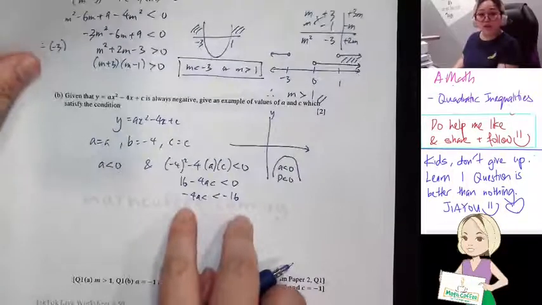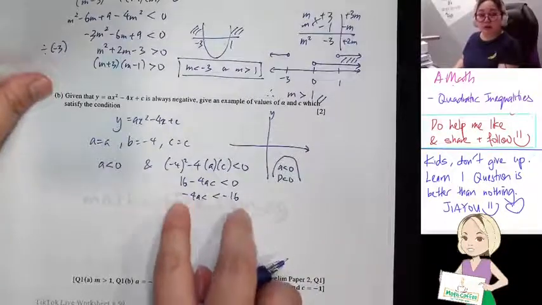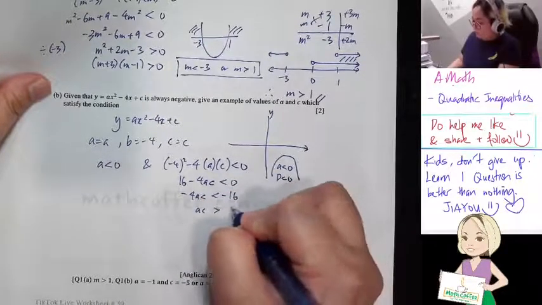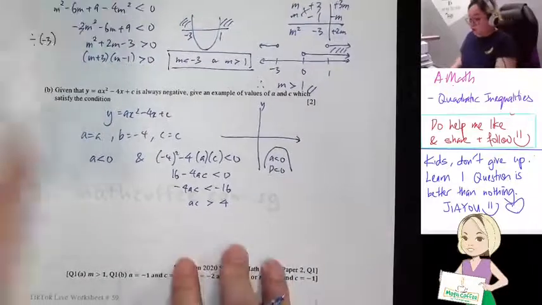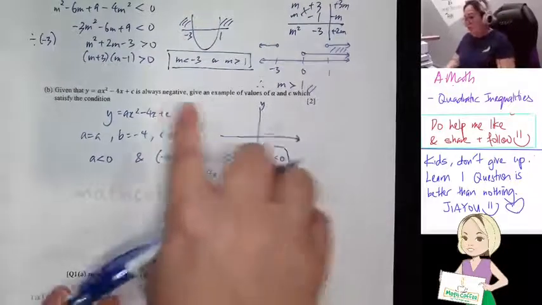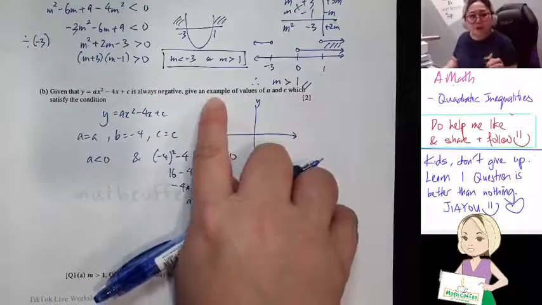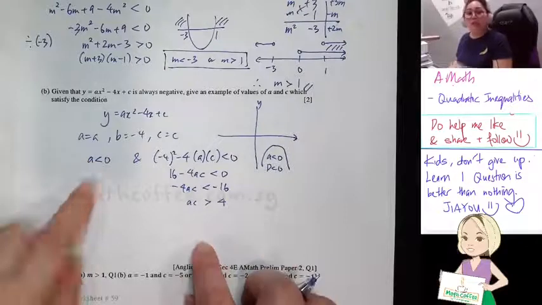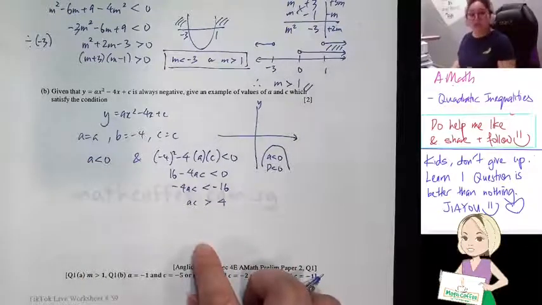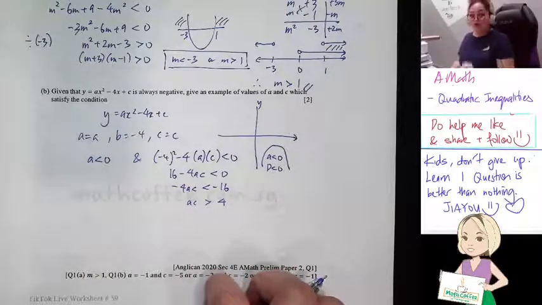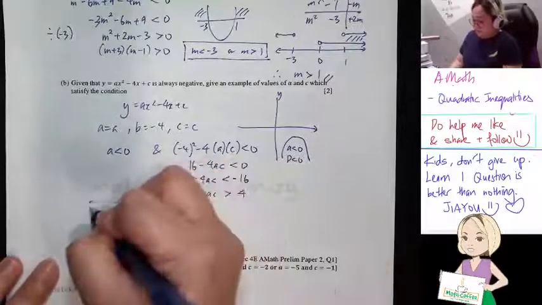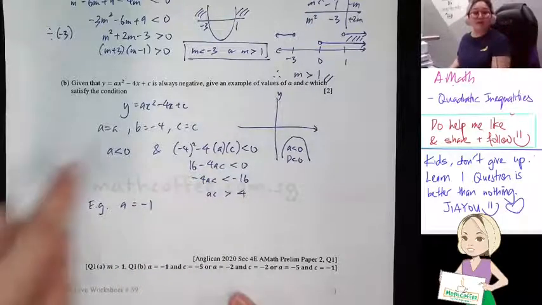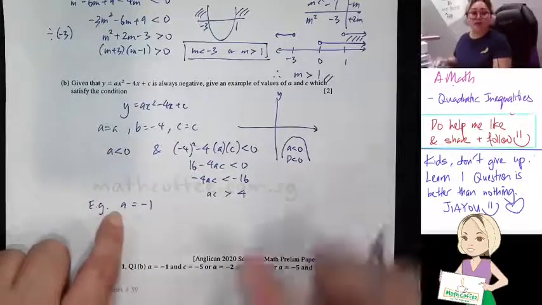Now I'm going to divide by negative 4. So it means you need to flip the sign. So it will be ac more than 4. So my condition is, you see the question, they say give an example of values of a and c which satisfy the condition. So my condition is I want my a to be less than 0. I want a times c to give me more than 4. So let's say example, if I say a is equals to -1, can be anything as long as it's less than 0.